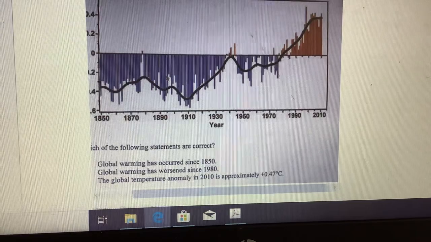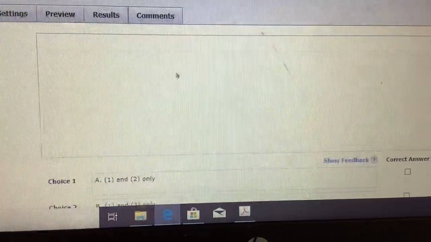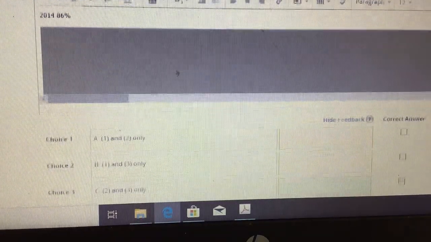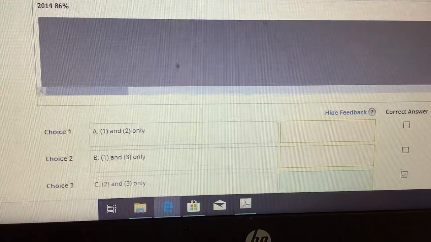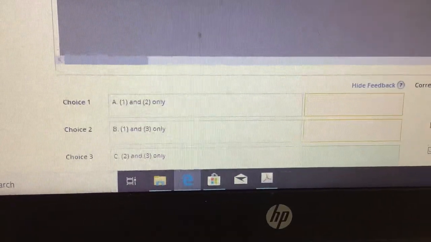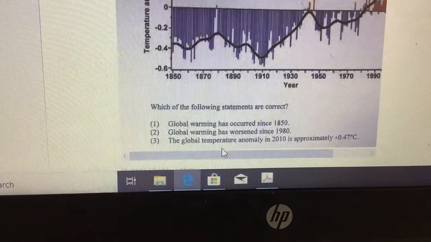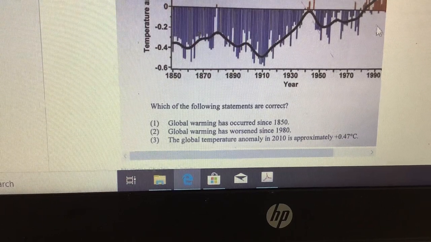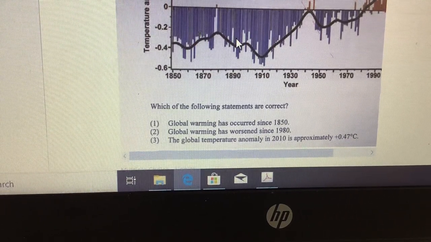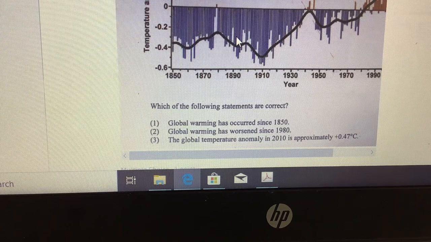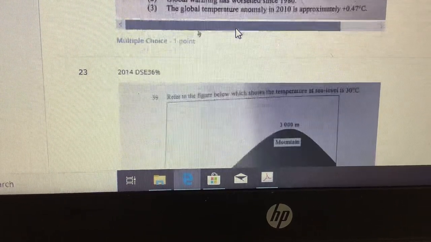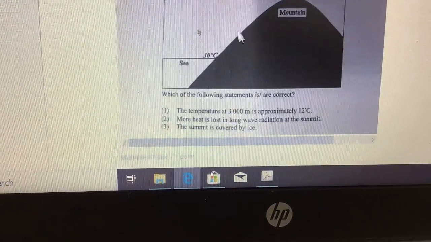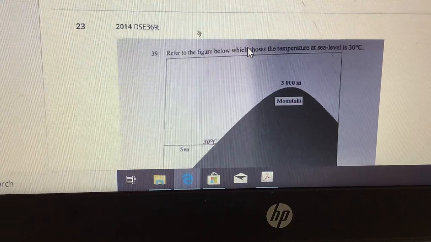Is it number 2 and number 3? Yeah, number 2 and number 3. Because number one is not right. You can see there's a lot of green and blue area. Blue area is talking about decreasing temperature.